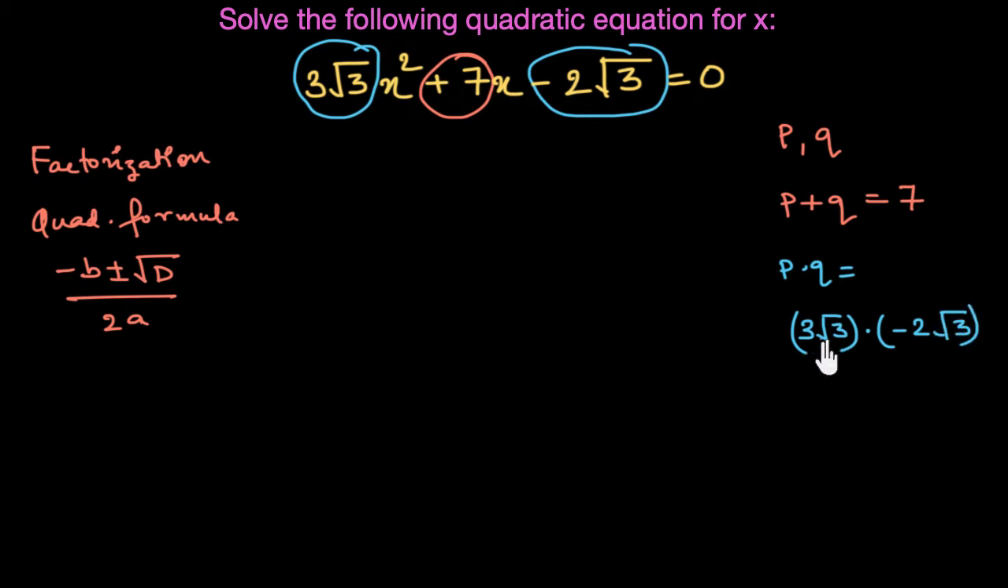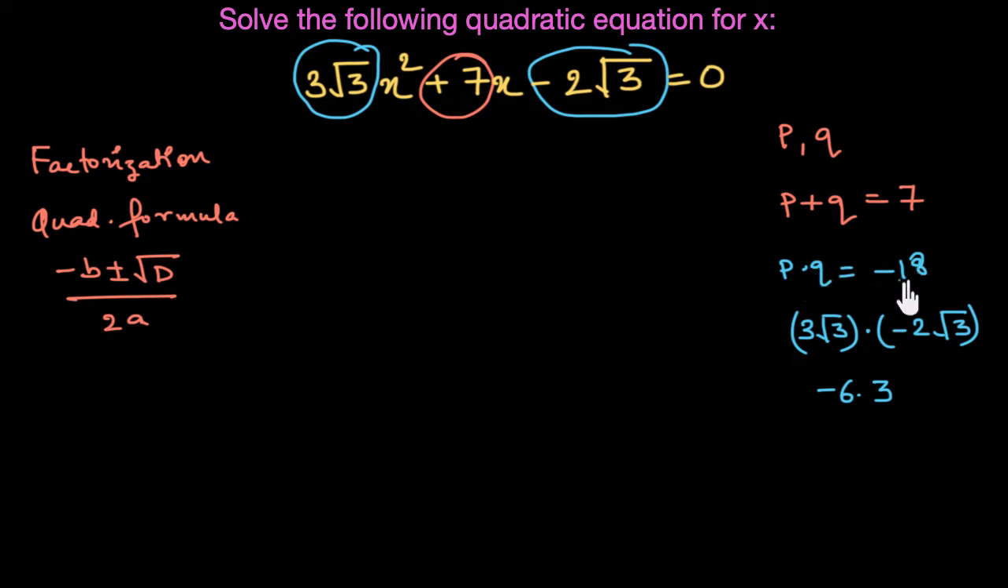And this is where the magic happens, because initially when we would have seen this, we might have thought, how can we even think of splitting the middle term, because we have irrational coefficients. But the moment we multiply this, we get 3 times −2 is −6, and √3 times √3 is a rational value 3. And −6 times 3 is −18, which is indeed a rational number. Now we are looking for two numbers whose sum is 7 and whose product is −18, which is actually easier now. What can be those numbers?